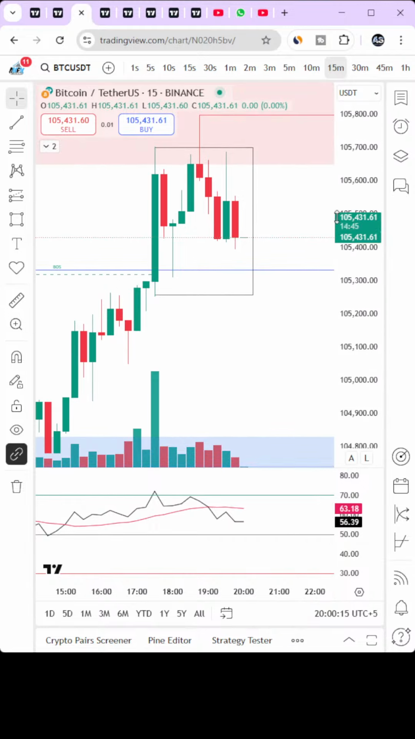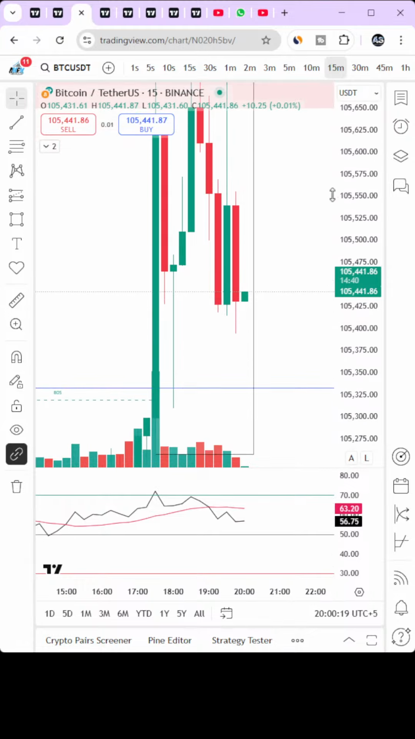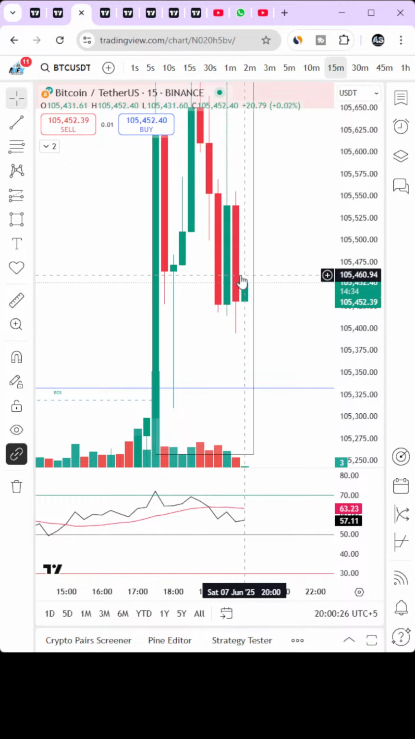The closing of the body is a little bit lower than the previous candle. It means it's a little bit weaker.